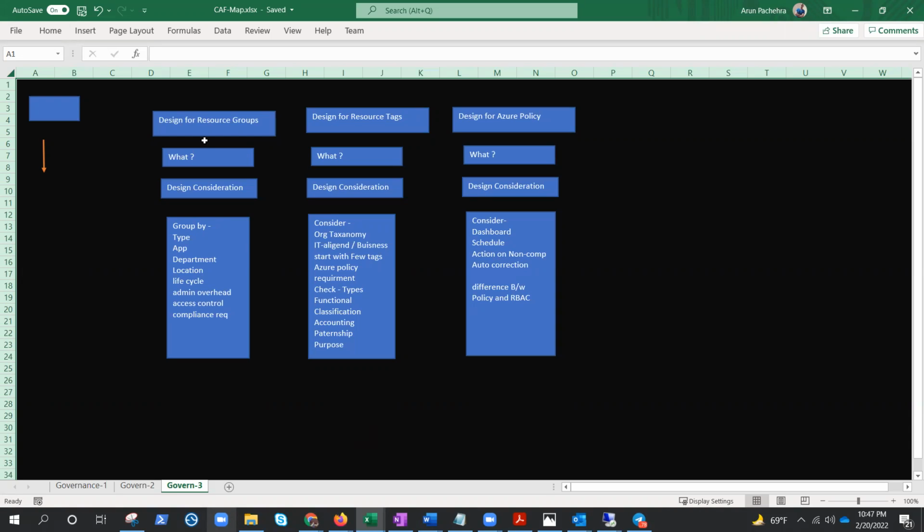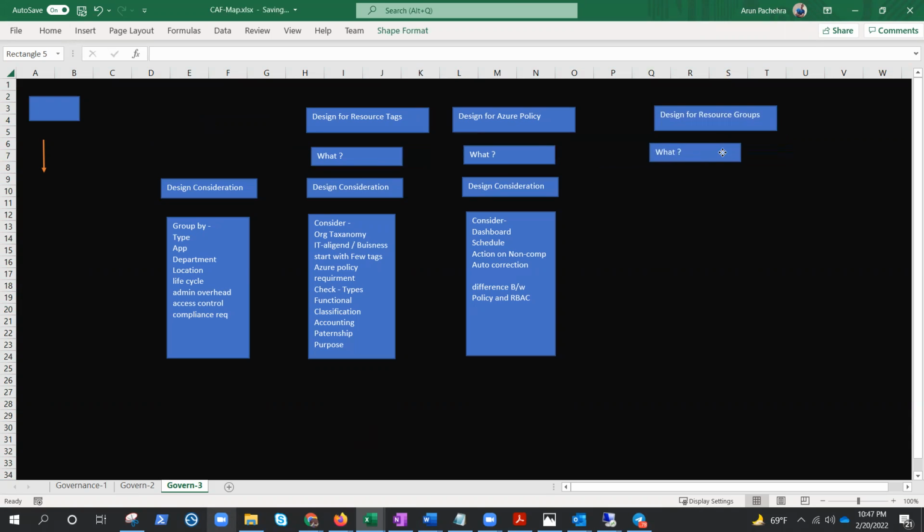All right, so design for resource group. So very first thing is, what is resource group that we have already explained many times, but this is the framework that I'm using for all of my videos now. First, understand what it is, why we need it, what it can do for us, what are the benefits, and then go and use it. All right, so resource groups are logical containers into which Azure resources are deployed and managed.